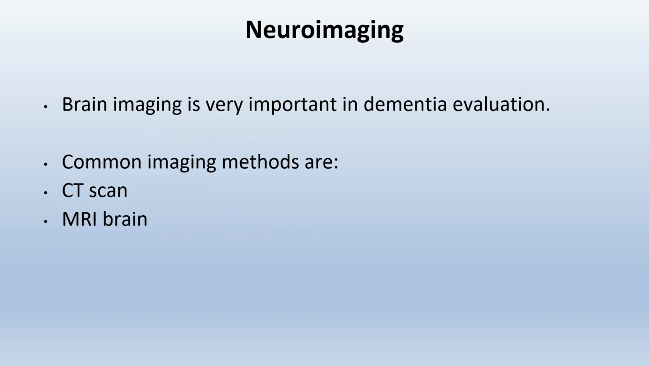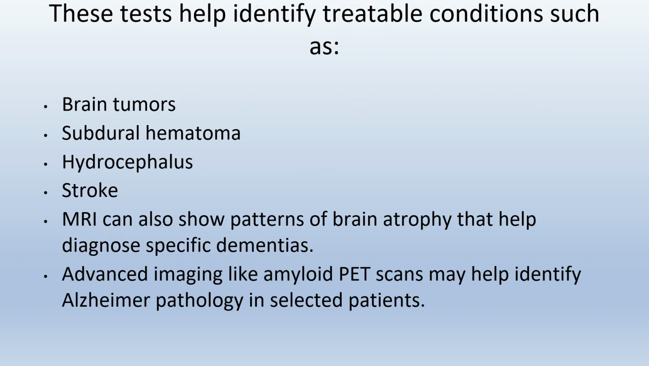Neuroimaging. Brain imaging is very important in dementia evaluation. The common imaging methods are CT and MRI. These tests help identify treatable conditions such as brain tumors, subdural hematomas, hydrocephalus, stroke. MRI can also show pattern of brain atrophy that helps diagnose specific dementias. Advanced imaging like amyloid PET scans may help identify Alzheimer's pathology in selected patients.